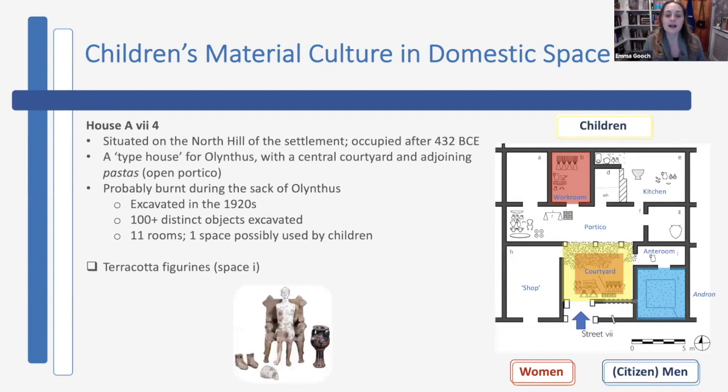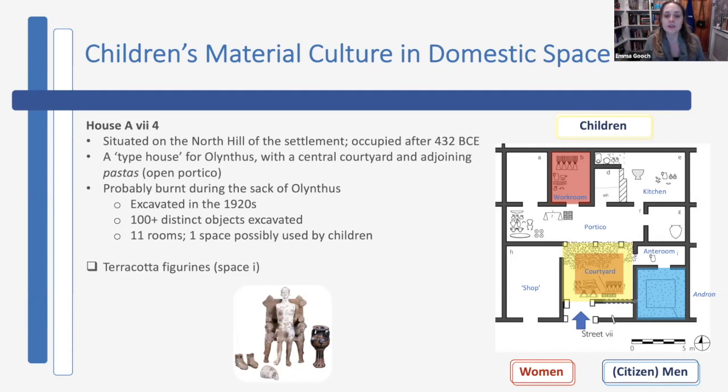House AVII-4, situated on the north hill of the settlement at Olynthus, was a type house for classical Olynthus with a central courtyard and an adjoining pastas, or an open portico. The house was constructed and then occupied consistently from around 432 BC. The house was partially burnt in the destruction of Olynthus, but the ground plan was relatively well preserved, as was an extensive small finds assemblage. More than 100 objects were found across the 11 spaces when the house was excavated in the 1920s.